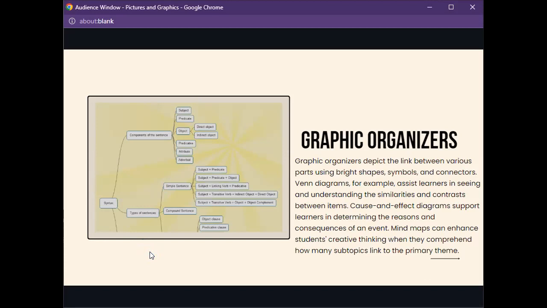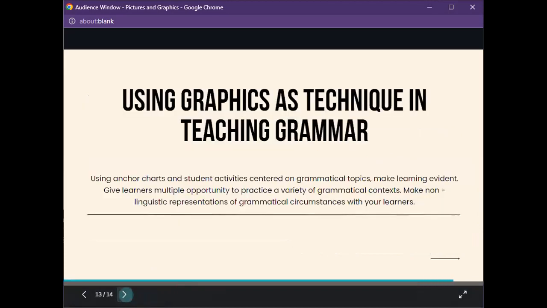Another example is a cause and effect diagram. It supports learners in determining the reasons and consequences of an event. And another example is a mind map. It enhances a student's creative thinking when they comprehend how many subtopics link to the primary theme.